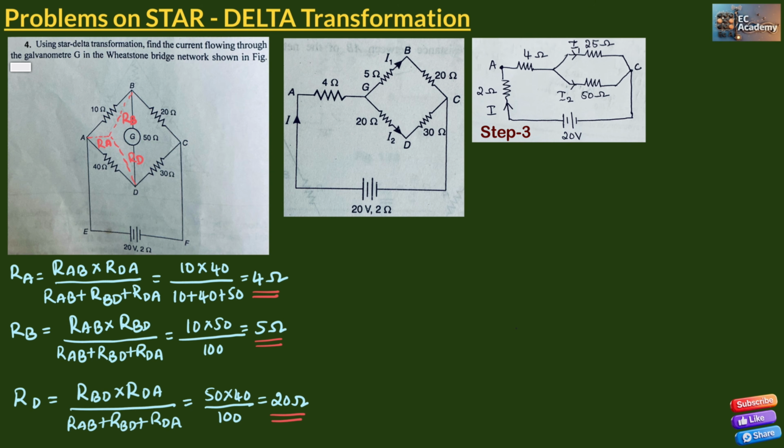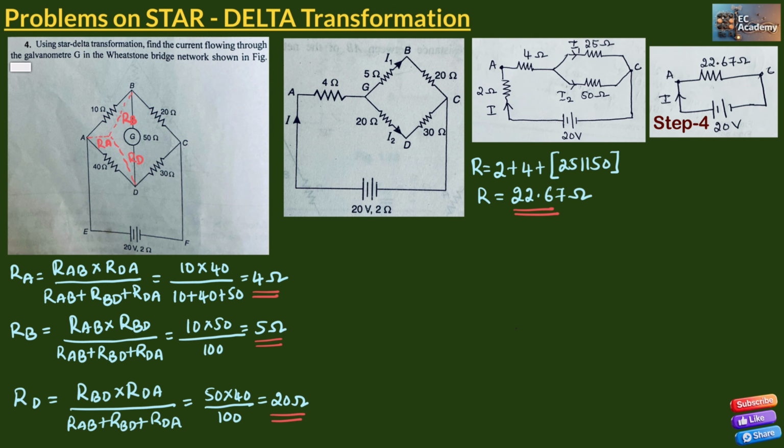Now we can apply the parallel formula for these two, which will be in series with the 4 ohm and 2 ohm resistance. So the equivalent resistance will be equal to 2 ohm in series with 4 ohm in series with 25 ohm parallel with 50 ohm. So if we solve this, we will get the resistance as 22.67 ohm. So this is the equivalent resistance in the network which is along with the voltage 20 volt. So we can redraw the circuit as shown in this figure.